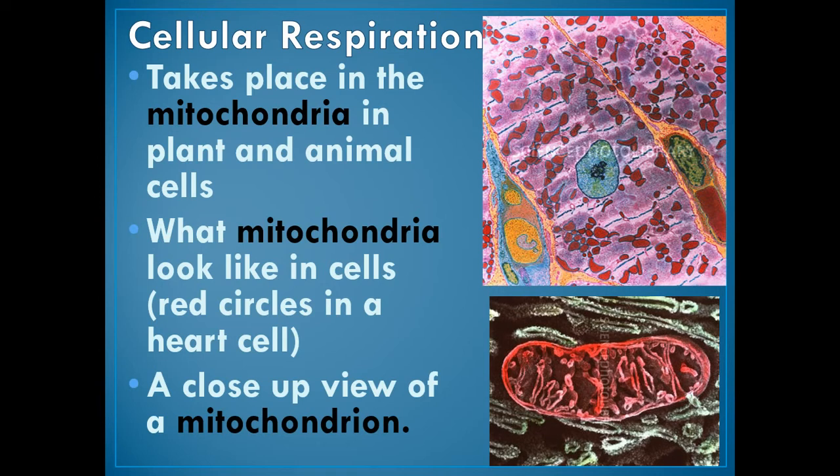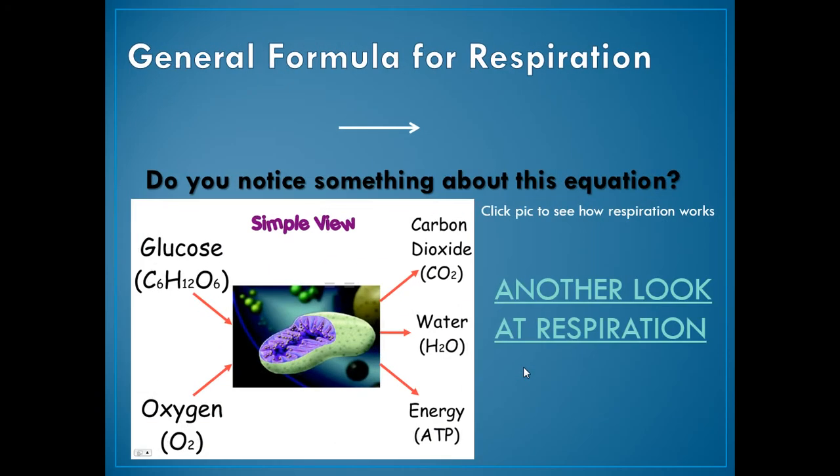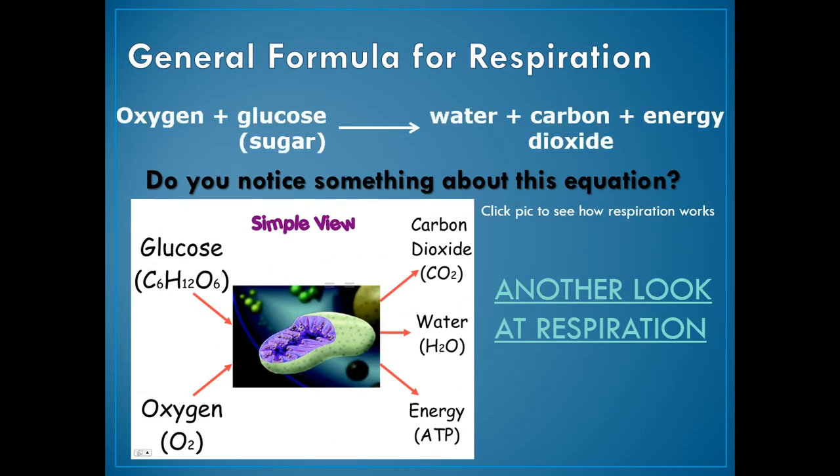This is a close-up view of a mitochondrion, which is the singular way to say that word. And you can see inside the mitochondrion, just like in the chloroplast, there are lots of layers. The general formula for cellular respiration is oxygen plus glucose, which is a simple form of sugar, gives us water and carbon dioxide and energy. Do you notice anything about this equation? You should. Let's take a look at an animation of this process.